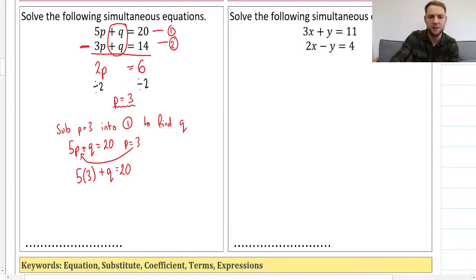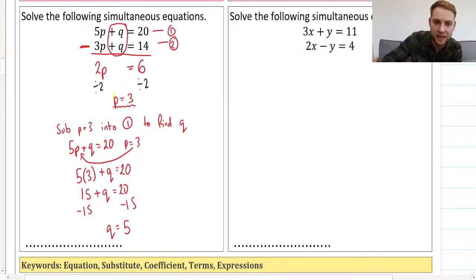So what is 5 times 3? Well, 5 times 3 is 15. So 15 plus Q is equal to 20. So then I need to minus 15 to get Q on its own. So Q is equal to 5. So my answers for this one are P is equal to 3 and Q is equal to 5.